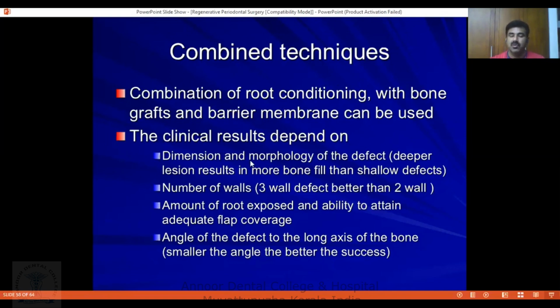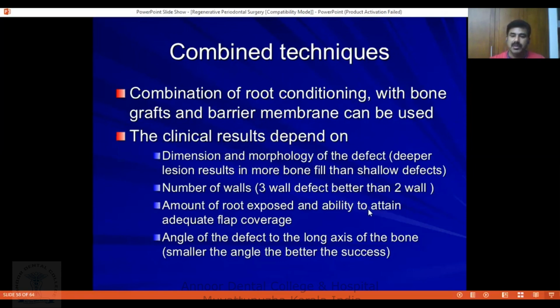One is the dimension and the morphology of the defect. The deeper the defect, the better results you get. Then whether there are a number of walls, whether it's a 3-wall defect or a 2-wall defect or a 1-wall defect. A 3-wall defect always has a much better prognosis than a 2-wall defect. Again, a 2-wall defect prognosis is much better than a single-wall defect.